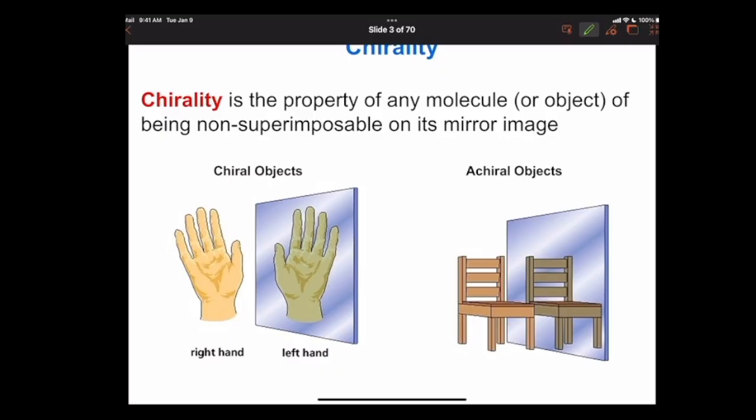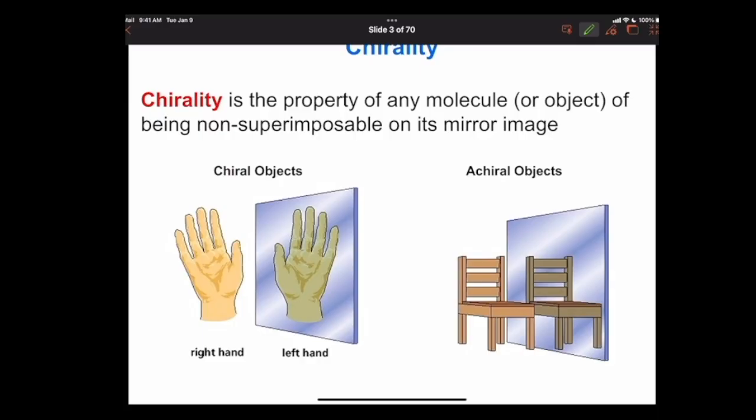We can have other objects which are achiral, lacking this symmetry property. Achiral objects would be like a simple chair. This chair has a mirror image, and the mirror image of that chair is the same thing. There's nothing different. I could take this picture and overlap it with my real object, and they would perfectly line up. We would say in a molecule like this, an achiral object is superimposable on its mirror image.